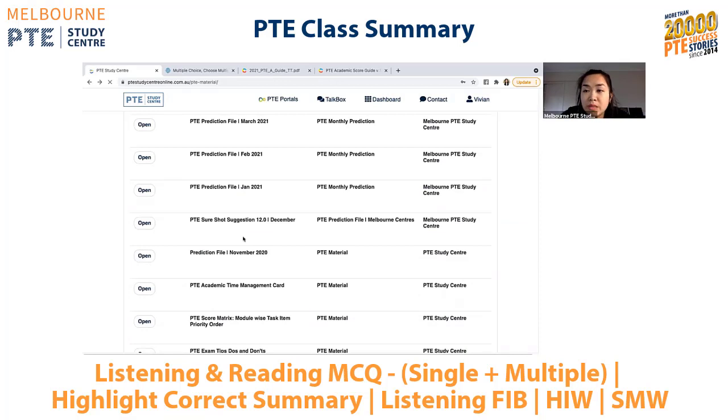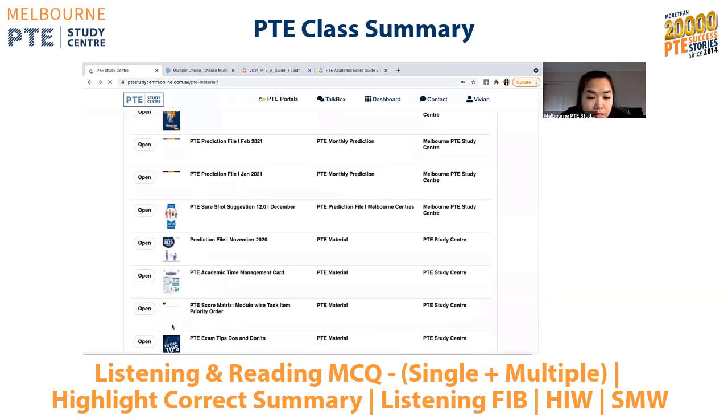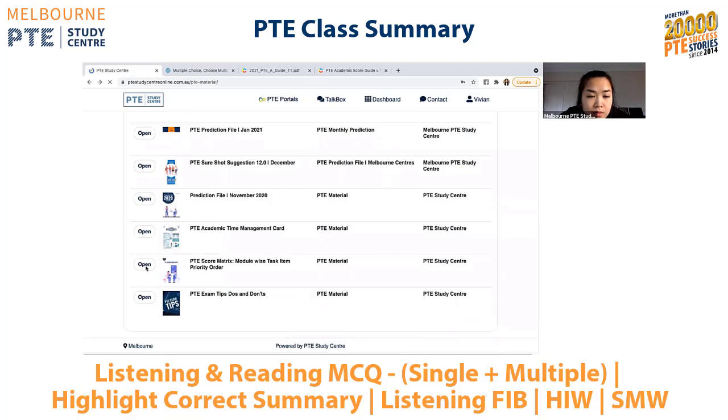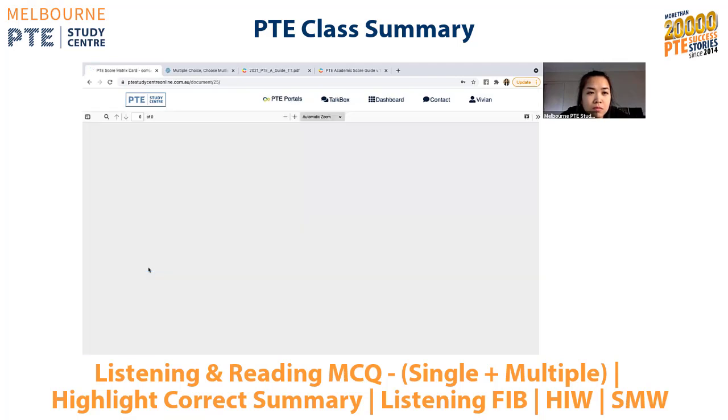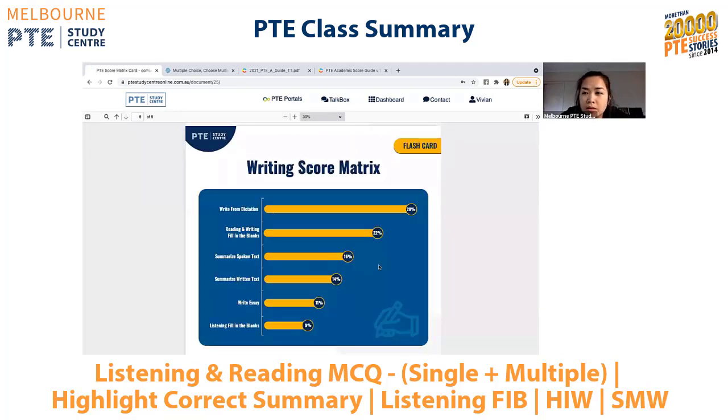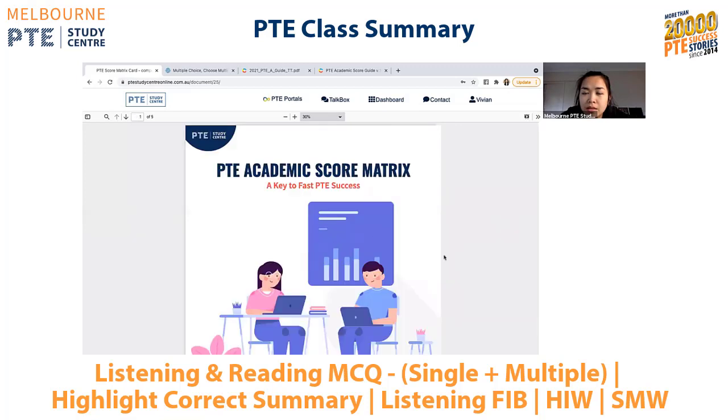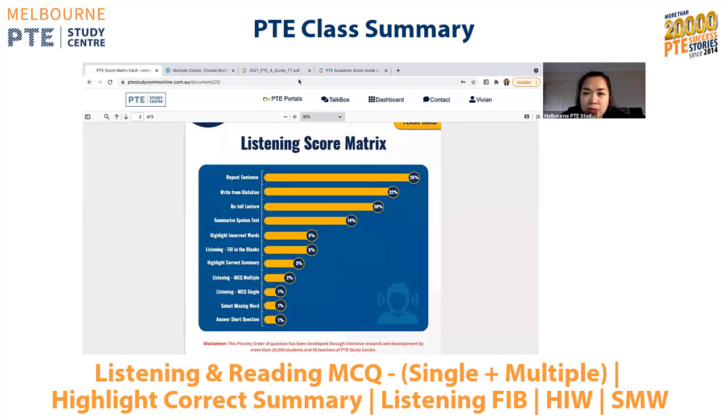Okay, right, the next material I'm going to go through is the score matrix. Okay, so from the score matrix, again, to see how important this topic is to your listening, I would just repeat again: highlight incorrect words, listening fill in the blank, highlight correct summary, listening MCQ, and select missing words, okay?